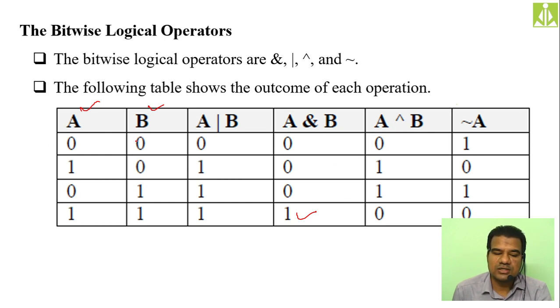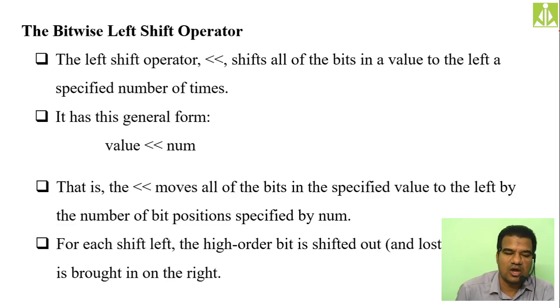Bitwise XOR: wherever you have common bits, you will get 0. So 0 and 0 common, 0. 1 and 1 common, 0. And in different bits, you will get 1. Bitwise NOT operation simply reverses the bit. If you have 0, it will give 1. If you have 1, it will give 0. So these are the bitwise logical operators.